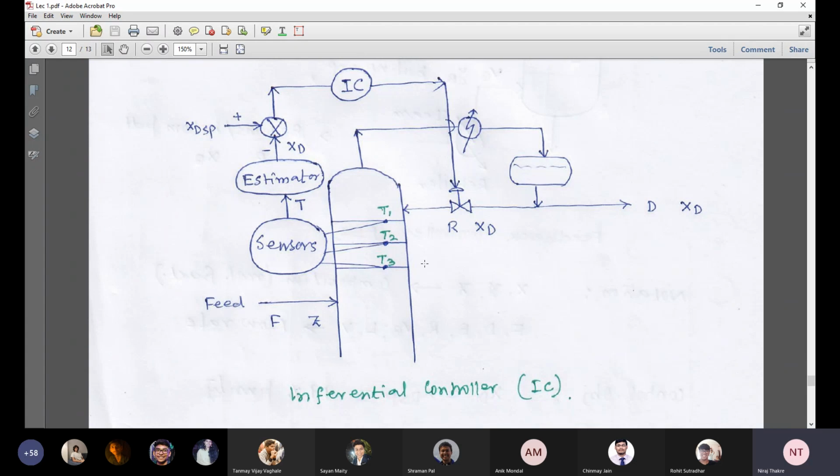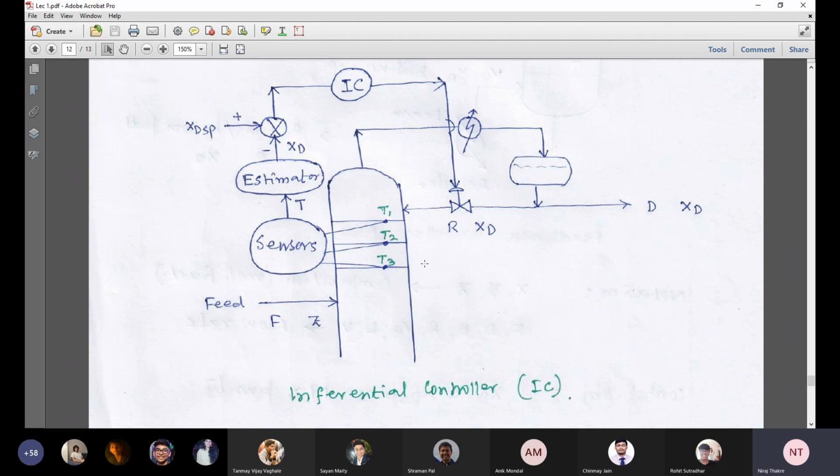However, if you go for temperature measurement, say every 10 seconds we can update the controller with the temperature measurement information. It means the controller can update its control action in every 10 seconds. Understood this? So therefore, mostly temperature measurement is preferred in industrial practice.